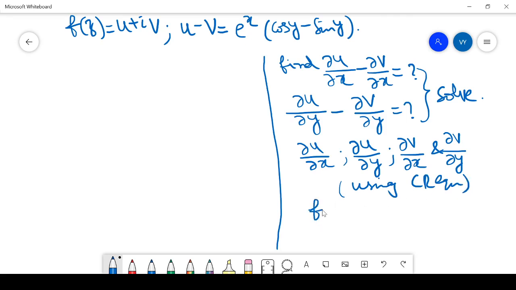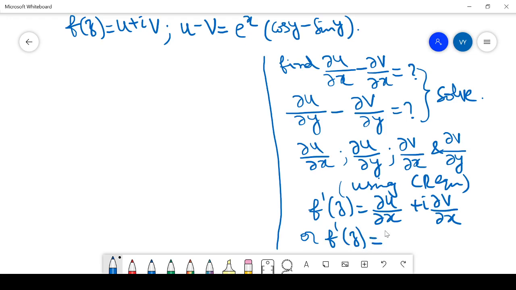Once you do it, you will have f'(z) = ∂u/∂x + i ∂v/∂x, or use the formula f'(z) = ∂v/∂y + i ∂v/∂x. Of course, you have various ways of expressing f'(z) by which you can calculate f(z). This is one way, the basic way of finding the function f(z).